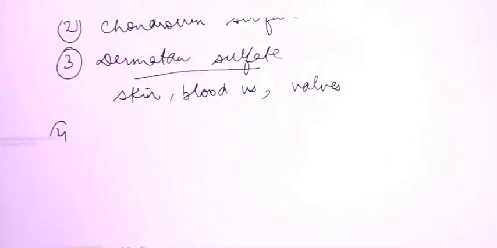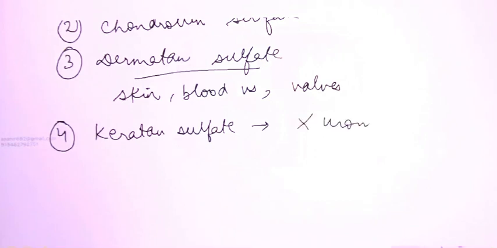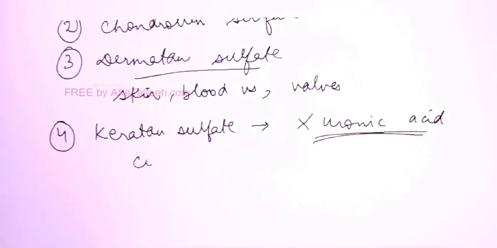Then the fourth one is keratan sulfate. Keratan sulfate is not having any uronic acid. I told you all the GAGs have uronic acid, but the GAG which does not contain uronic acid is keratan sulfate, a frequently asked question. And this keratan sulfate is present in cornea and connective tissue. It is responsible for the transparency of the cornea.